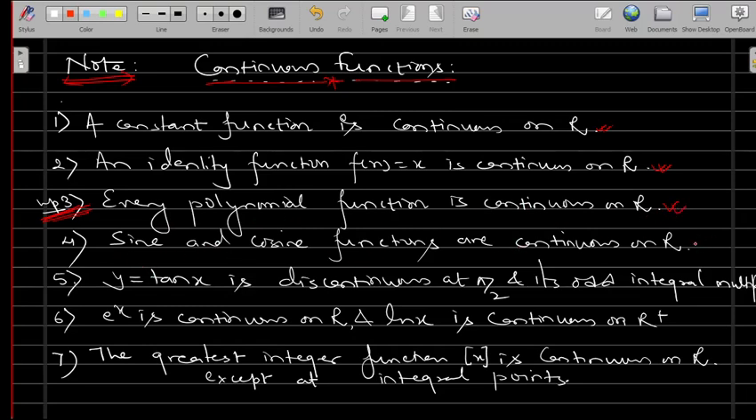Sine and cosine functions are continuous on R. Y equal to tan x is discontinuous at pi by 2 and its odd integral multiples; pi by 2, that is 90 degrees, is discontinuous. E to the power x is continuous on R, and ln x is continuous on R plus only. The greatest integer function is continuous on R except at its integral points, where it becomes ladder-like, and at those points it is discontinuous. In this way we can write the note.